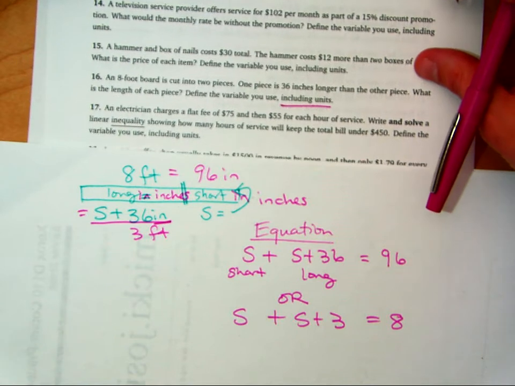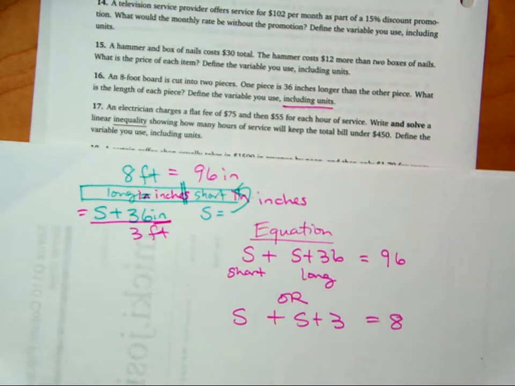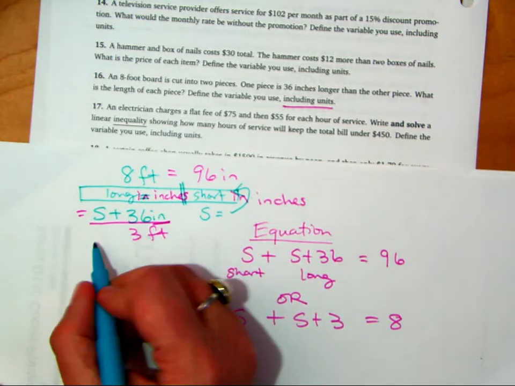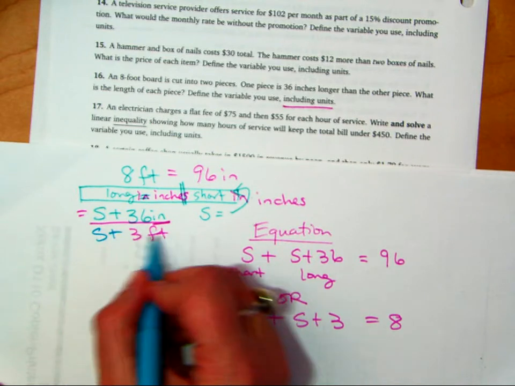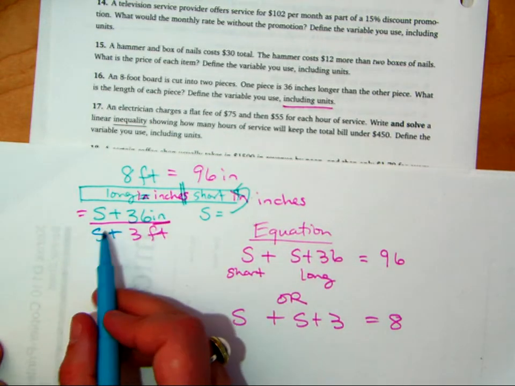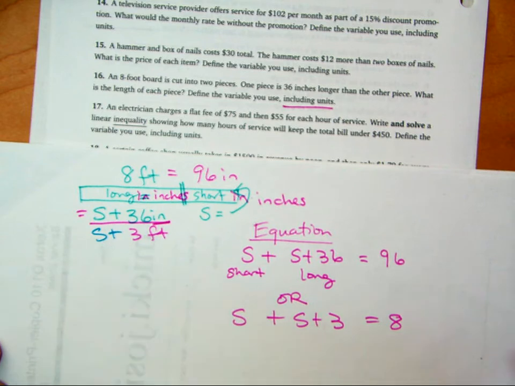Then if they give the answer in feet, then yes, you would have to convert it back to feet. Question? What's the difference between these two? Is that what you're going to ask? Okay, because 36 plus 3 feet S plus 36 inches or S plus 3 feet.